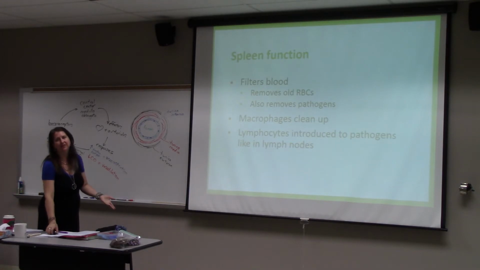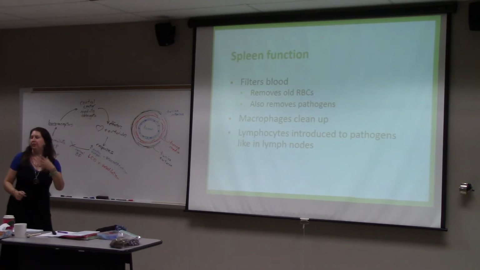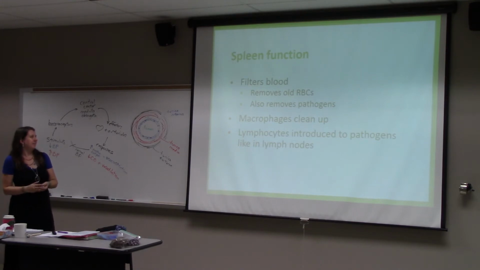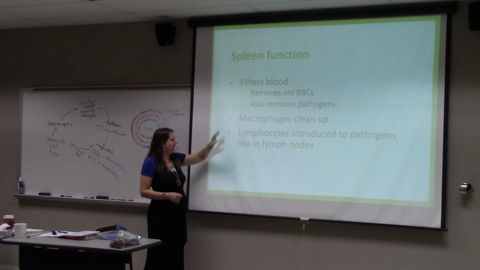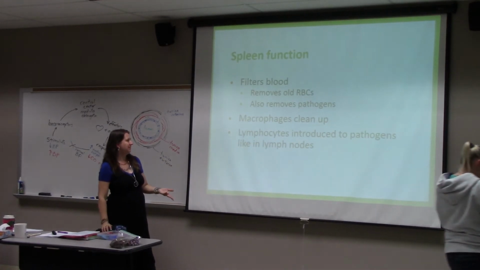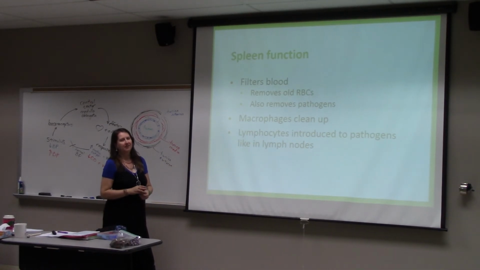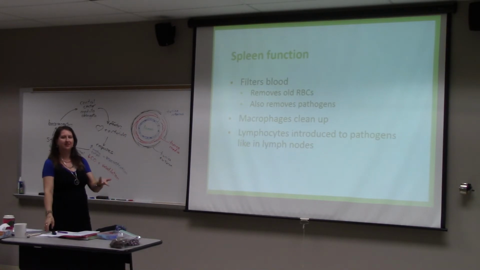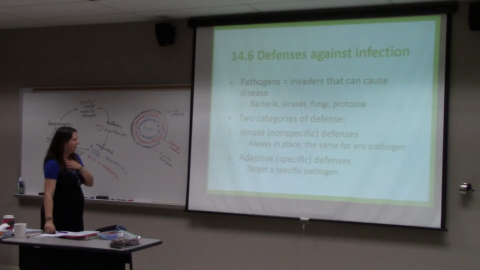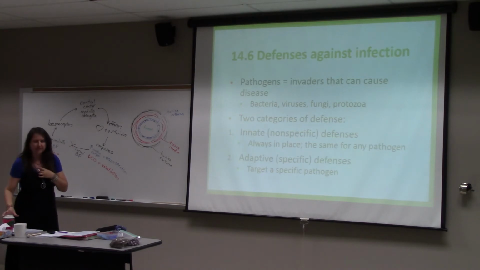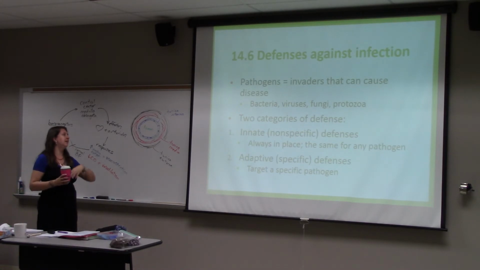So the spleen's function is to filter the blood the way lymph nodes filter lymph. And in addition to removing pathogens, it removes old red blood cells. And the two lymphatic cells do the same things, where macrophages eat damaged cells and pathogens. Lymphocytes get introduced to the pathogens, so they recognize what to fight. The rest of the chapter deals with how we fight infection.